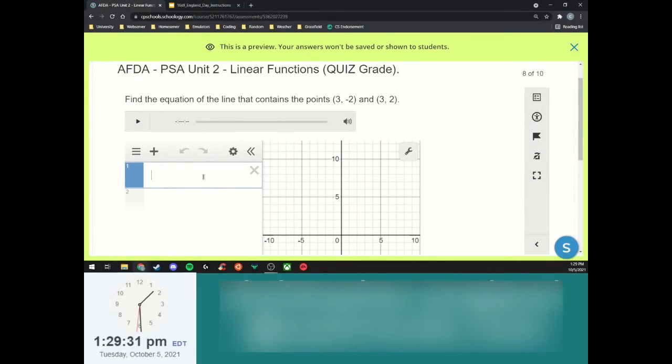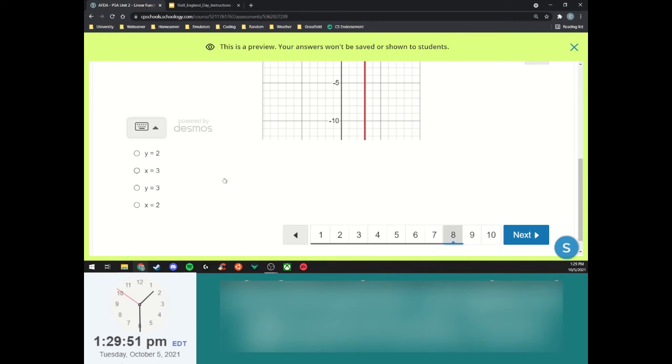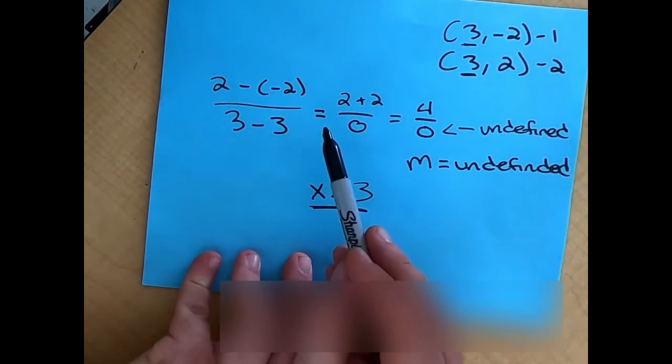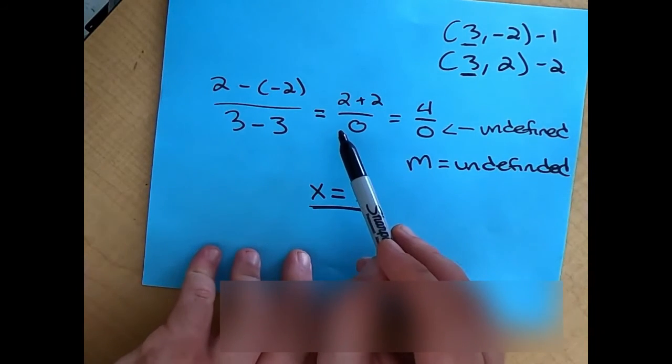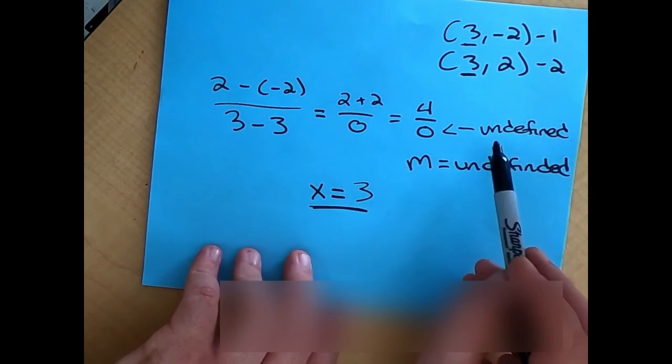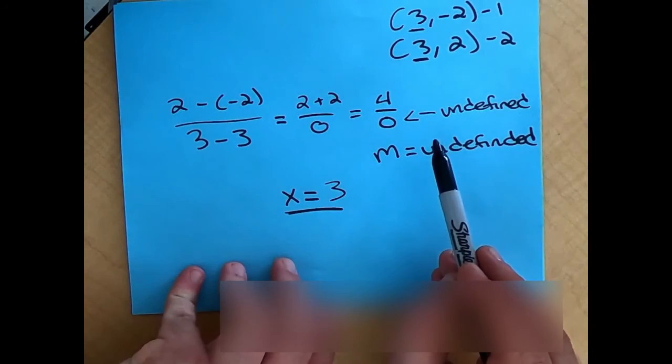To go back here, we type x equals 3. We get our vertical line. Notice the slope's undefined because there's no change in x. So we have a 0 change in x, undefined value. We have the choice, x equals 3. Again, we got that by plugging our points into our slope formula, and we got our undefined value.